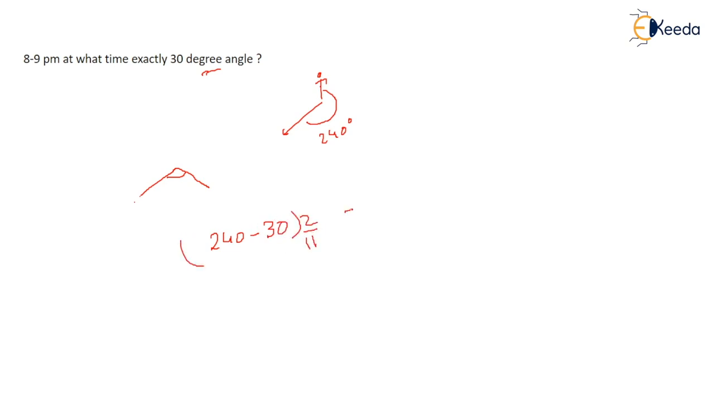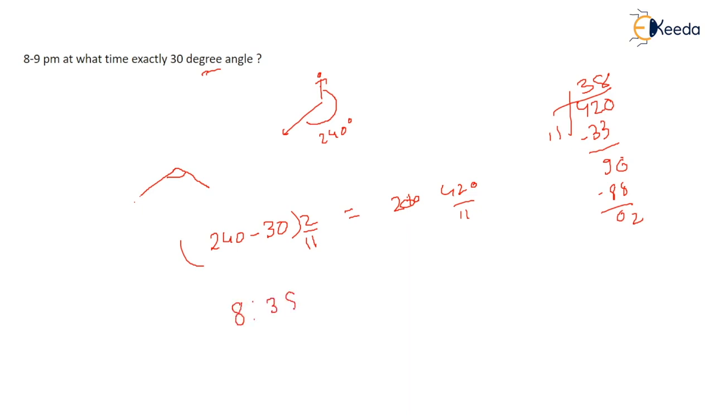After doing this, what do you get? You get 210 into 2, that means 420 by 11. You can solve it and you will get the minutes. At what minute will it be? This comes out to be 38 and 2 by 11 remaining. Means at 8, 38 and 2 by 11 minutes is the time when this will be.